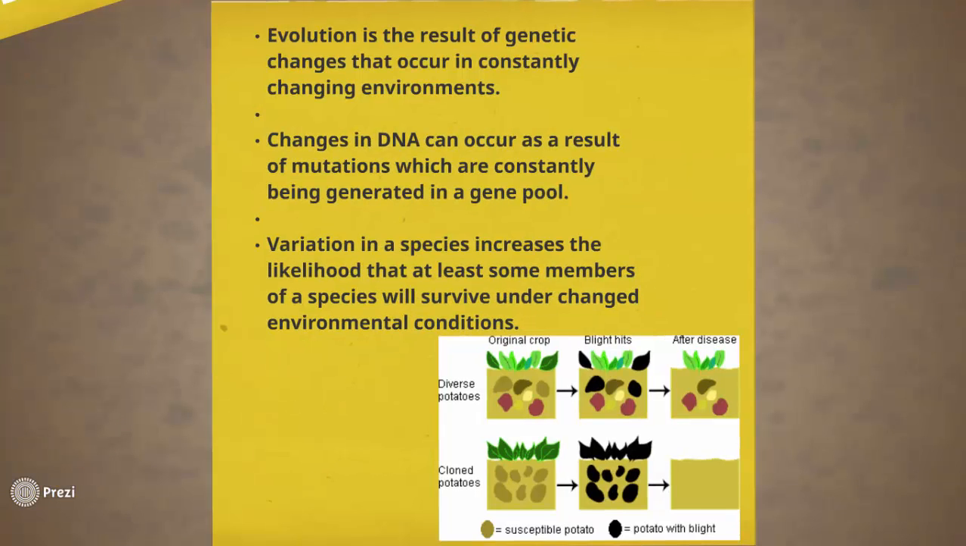Evolution is the result of genetic changes that occur in constantly changing environments. These changes in DNA can occur as a result of mutations, which are constantly being generated in a gene pool. Now, a gene pool isn't a physical pool like a swimming pool. It just means the genetic makeup of a lot of people or a lot of organisms.